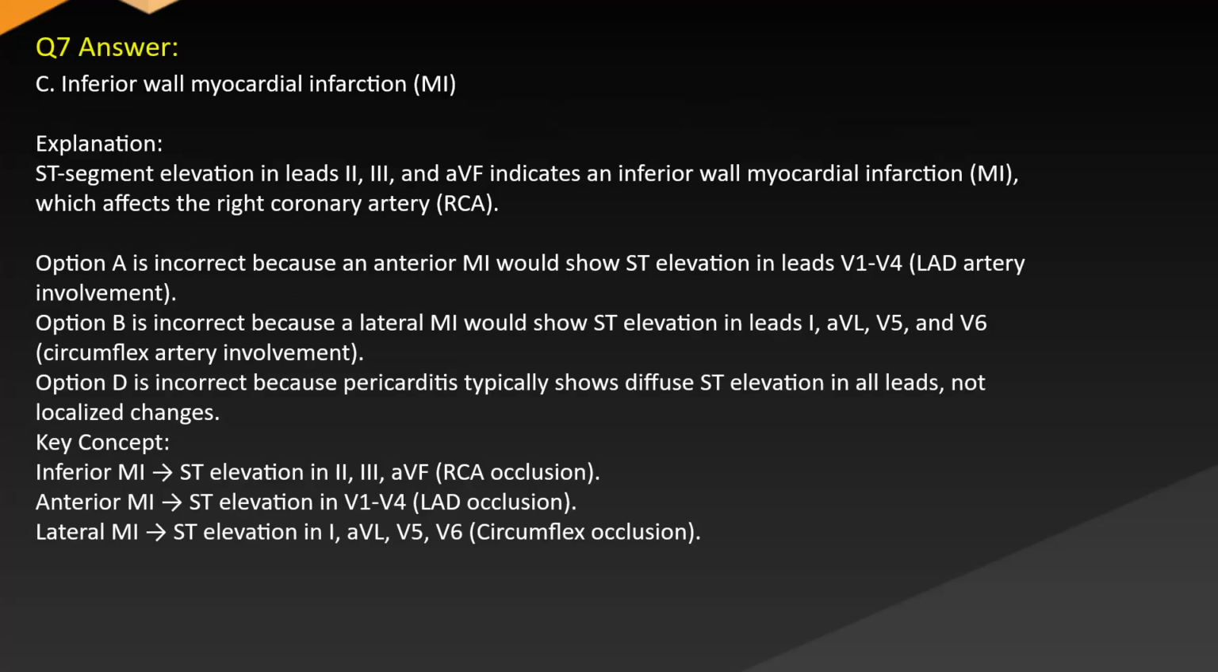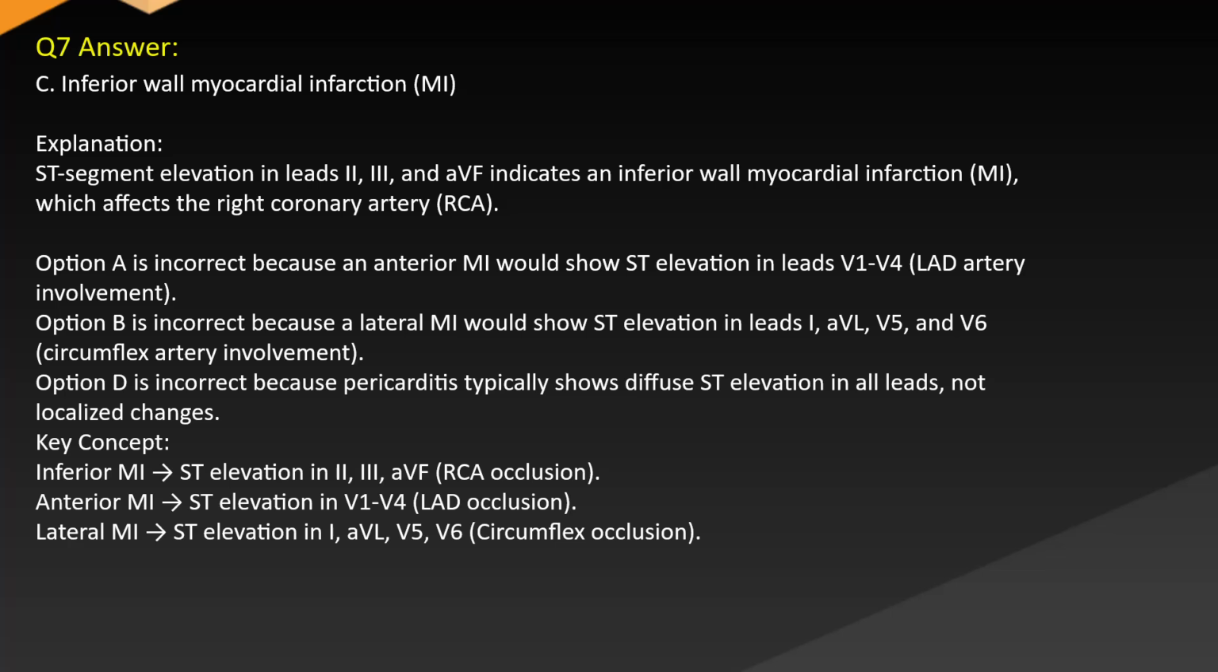Answer: C. Inferior wall myocardial infarction. My explanation: ST segment elevation in the Roman numeral leads II, III, and aVF indicates an inferior wall myocardial infarction, which affects the right coronary artery, RCA. Option A is incorrect because an anterior MI would show elevation in leads V1 through V4, left anterior descending artery involvement.